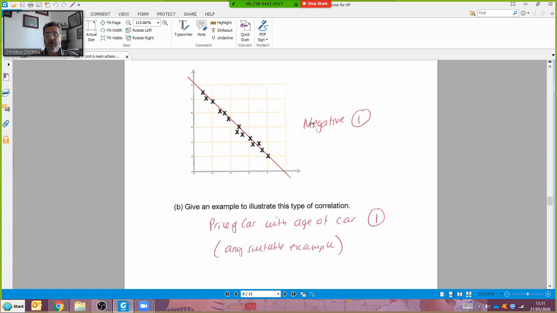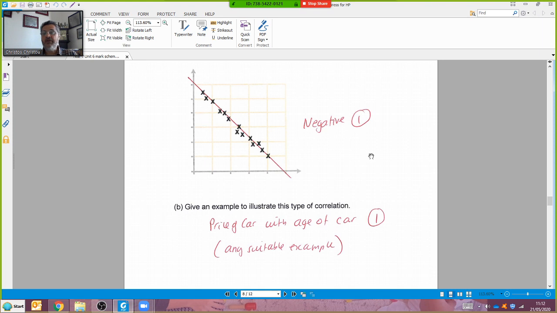Give an example of this type of correlation, and you've got to give an example of negative correlation. I said car price with age of car. Now, I think one of you tried to say that, but it got very mixed, so I couldn't give it the mark. It wasn't clear. You can say as the age of the car increases, there will be more miles on that car, so it will be worth less, something like that. But it had to be clear.